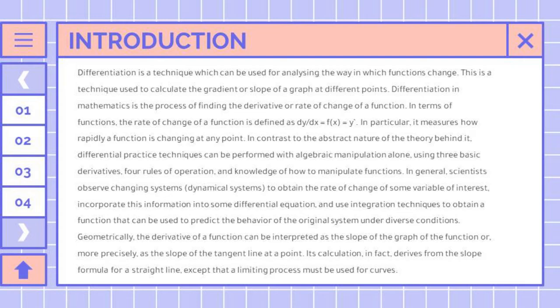Geometrically, the derivative of a function can be interpreted as the slope of the graph of the function, or, more precisely, as the slope of the tangent line at a point. Its calculation, in fact, derives from the slope formula for a straight line, except that a limiting process must be used for curves.